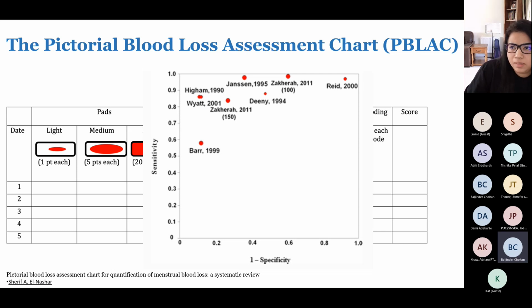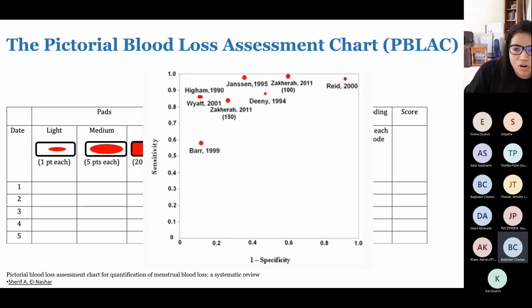Does anybody know what this statistic measure is? Do you know what this chart is trying to say? Can somebody describe it to me? I'm not sure I can describe it fully, but the first thing that came to my mind was the area under the curve. Exactly.